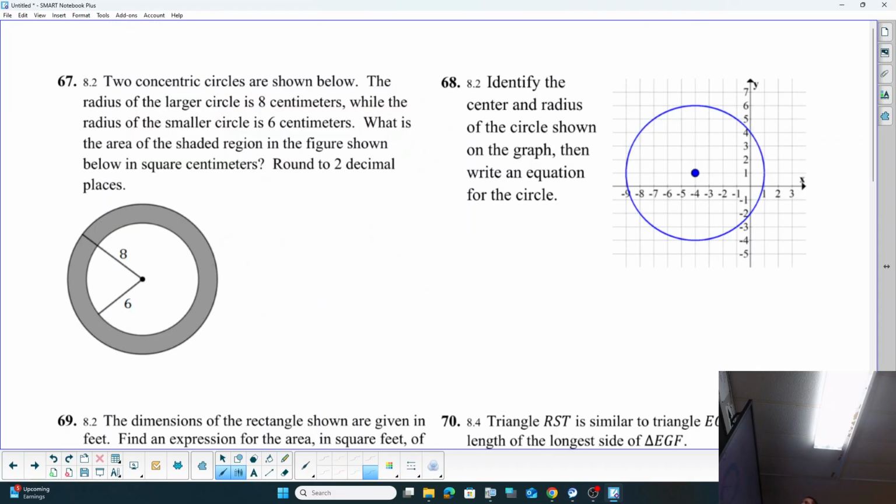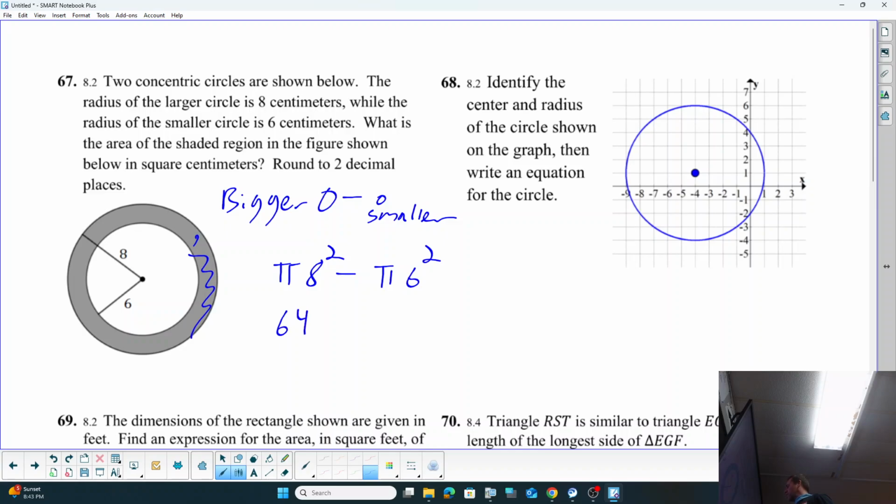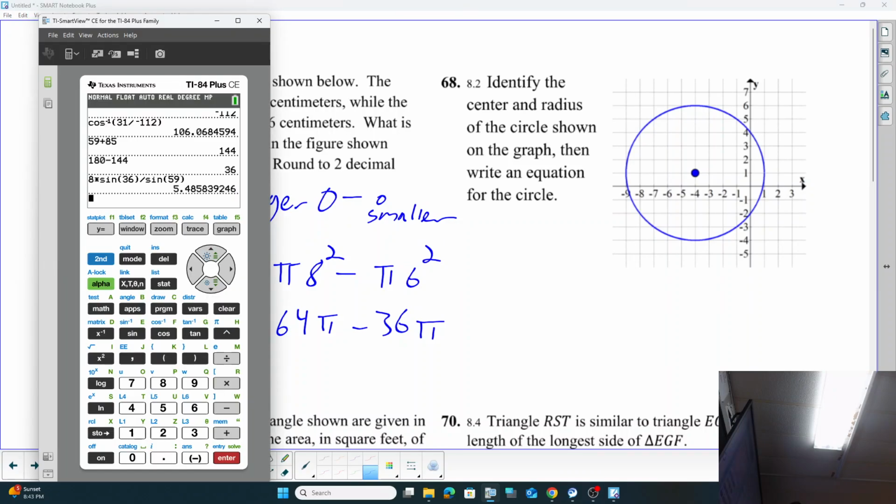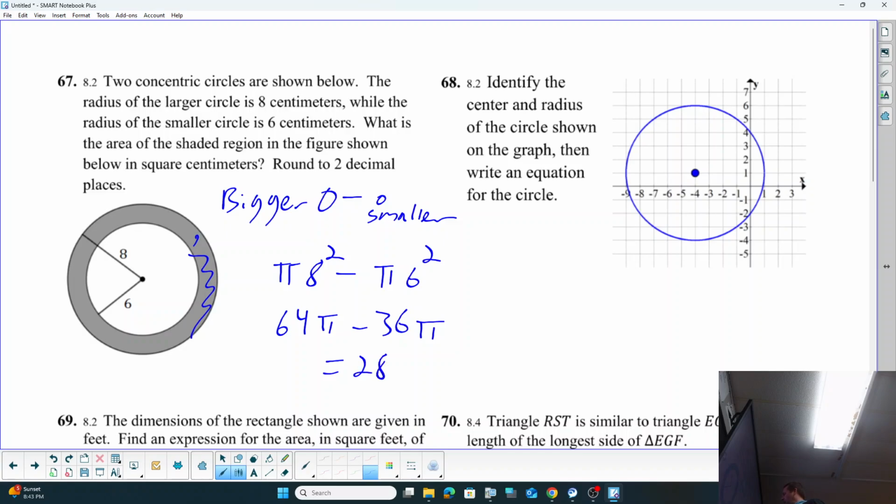Last page, here we go. Two concentric circles. Radius of the circles is 8 and 6. What is the area of the shaded region? So bigger circle minus the smaller circle. The big circle is pi r squared, so pi 8 squared minus pi 6 squared. So that's 64 pi minus 36 pi. And so what's 64 minus 36? Equals 28 pi.